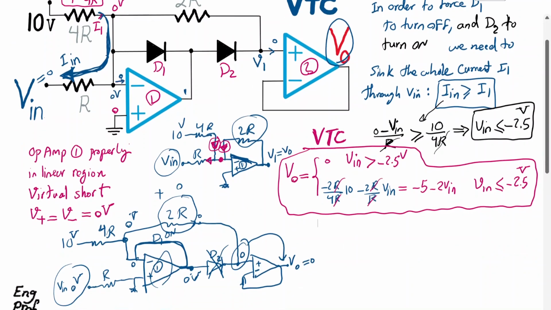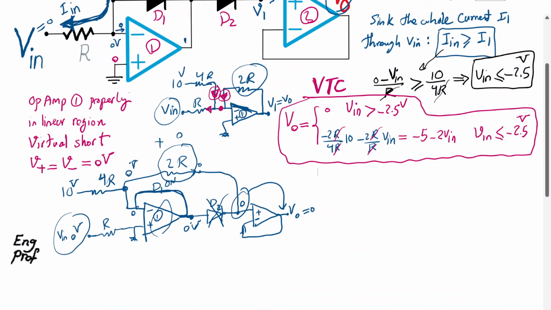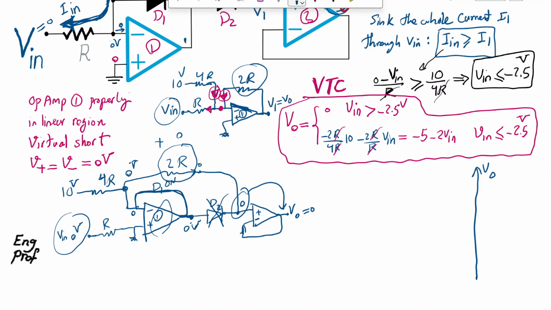Alright, so let's move on to drawing the VTC. So I'm going to draw it quickly. Basically, I'm drawing this VTC we found here. So let's consider the y-axis as Vout and the x-axis as Vin. Obviously, what we observe is, if I have 1, 2, 3, 4, 5, and 1, 2, 3, 4, and 5.